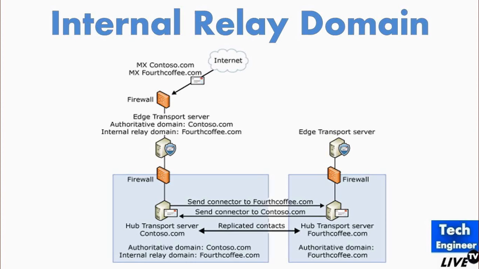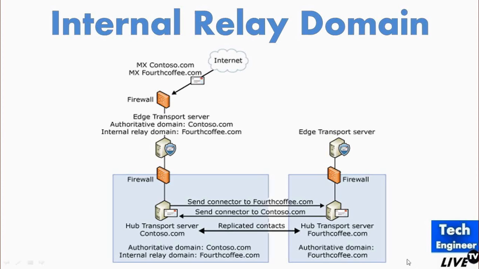So authoritative means that if the mail is for Contoso.com, then Contoso.com's Edge Transport server will store the entire mail. But if the mail is for FordCoffee.com, the Edge Transport server for Contoso.com will receive the mail, process it, and forward it to FordCoffee.com. It will not store it. The storage and the entire procedure will be done by FordCoffee.com.